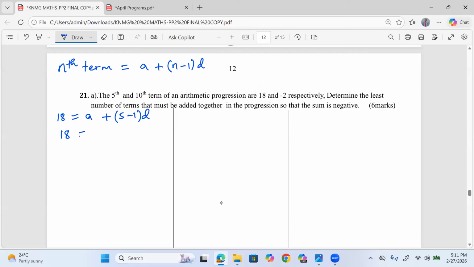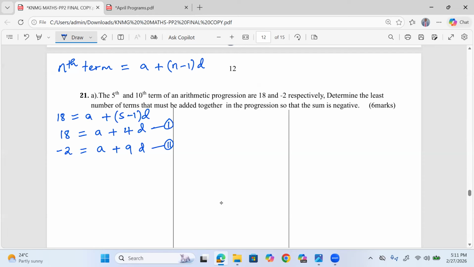So 18 equals a plus 4d. This becomes equation 1. The 10th term is -2. So -2 equals the first term plus (10 minus 1) times d, according to the formula. 10 minus 1 gives us 9d. You see? So we are already having two equations.